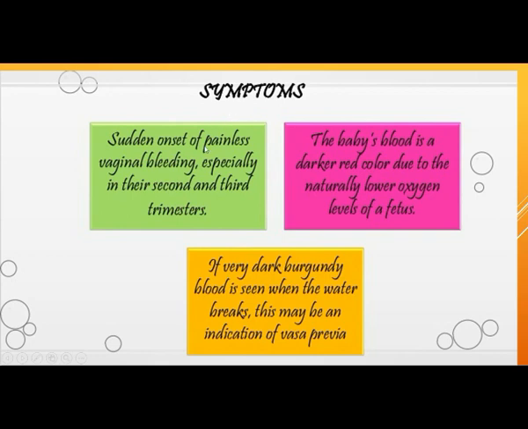Then symptoms: sudden onset of painless vaginal bleeding, especially in the second and third trimester. The baby's blood is a darker red color due to the naturally lower oxygen level of the fetus. Very dark burgundy blood seen when the water breaks may be an indication of vasa previa. So if the water breaks, we may see very dark burgundy blood.